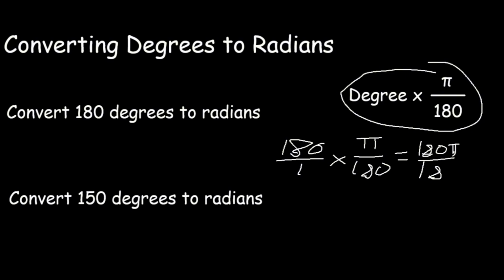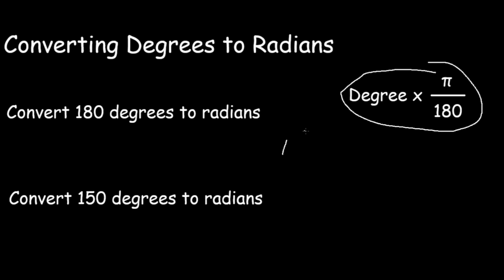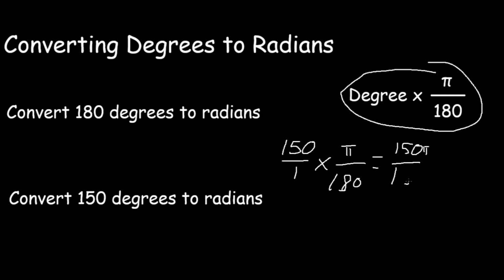Now let's do the same thing with our 150. Here we have 150 degrees over 1 times pi over 180. So now we have 150 pi over 180, which would then get us 5 over 6 pi. There we go.